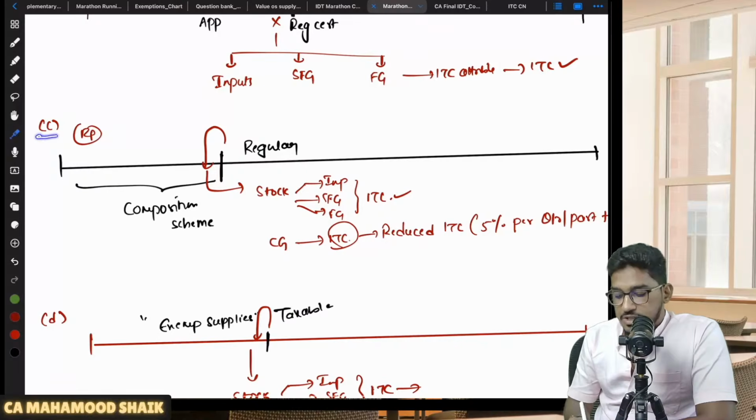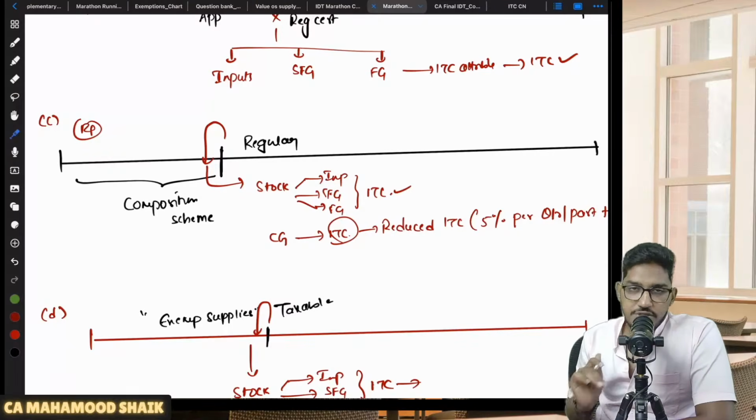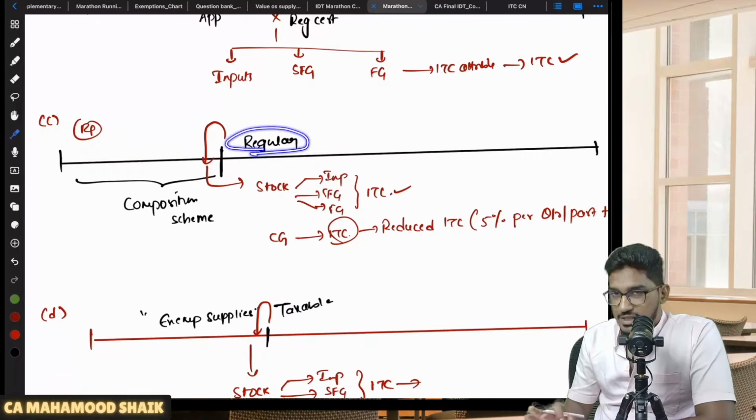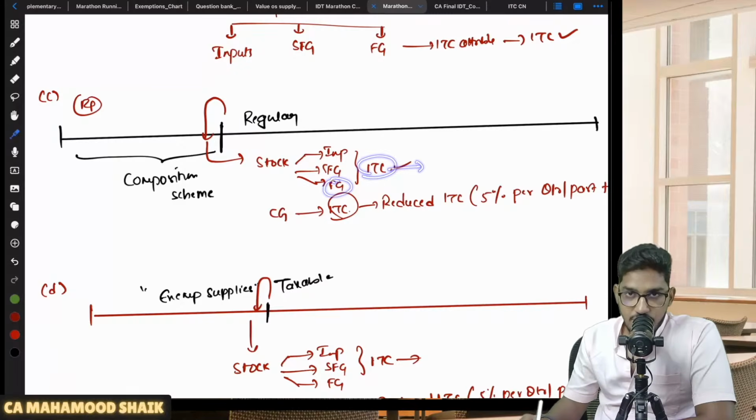One more case, 18 subsection 1 clause C, says that if you are a registered person under the composition scheme and you are getting converted to the regular scheme, you would not have availed input tax credit while under composition. But since you are now converting to the regular scheme, one day before that conversion, whatever inputs are in the form of stock, semi-finished goods, or finished goods, that ITC you can avail.